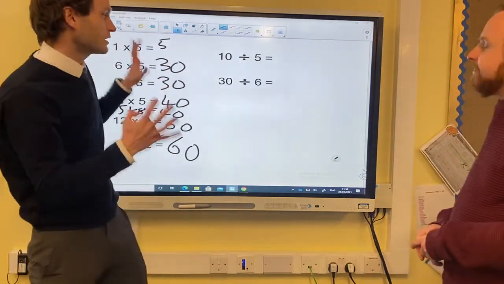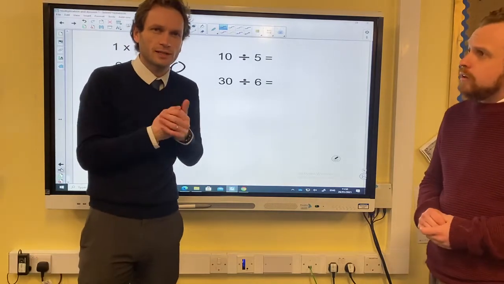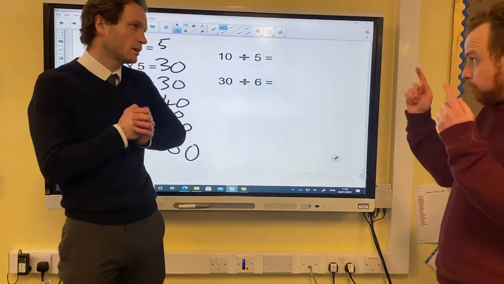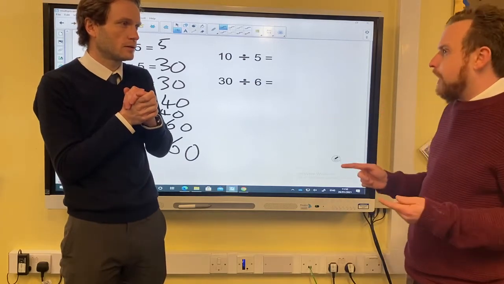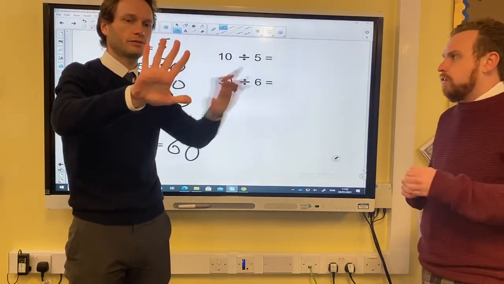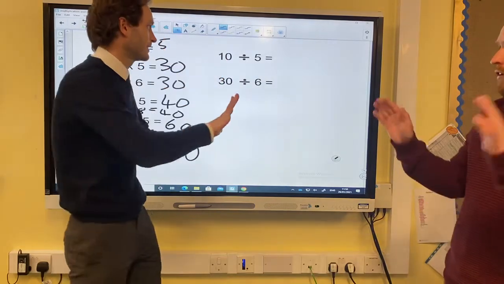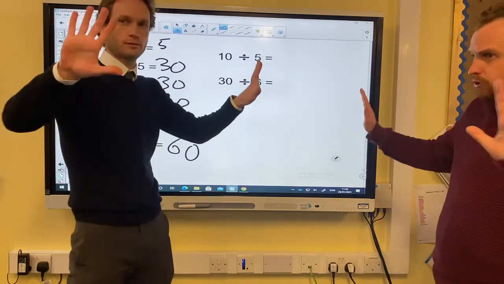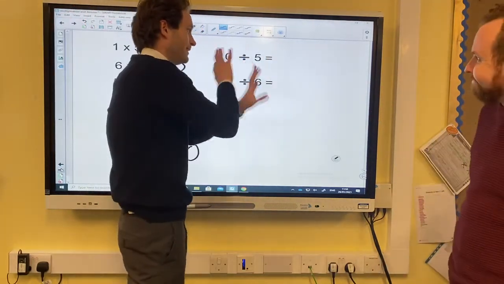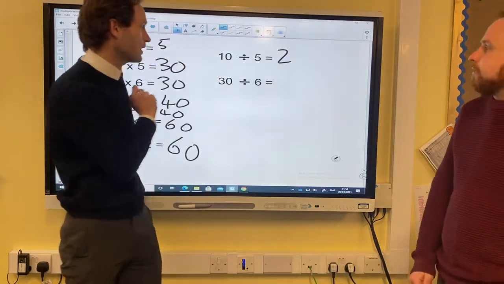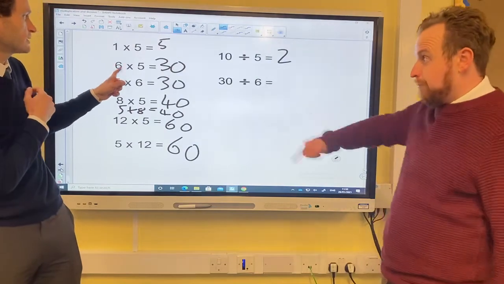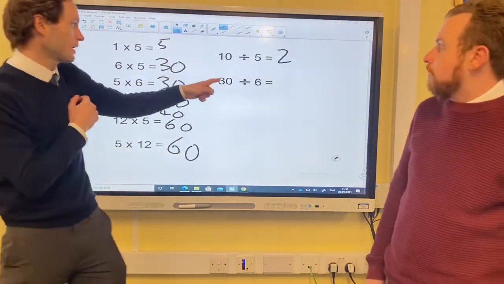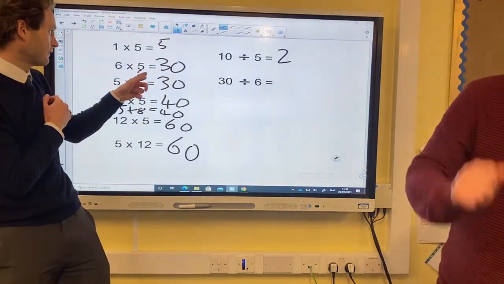Let's think, what times table fact do I know that's going to help me here? The ones I know that have 5 and 10 in: 2 times 5 is 10. Look, 2 lots of 5. So 10 divided by 5 is going to be 2. Right. 30 divided by 6. I remember we've done this one. 6 times 5 is 30, so 30 divided by 6 must be 5.